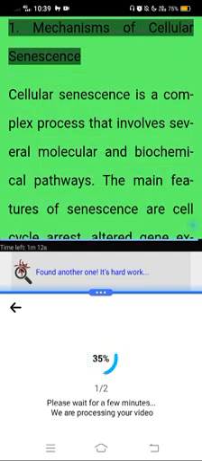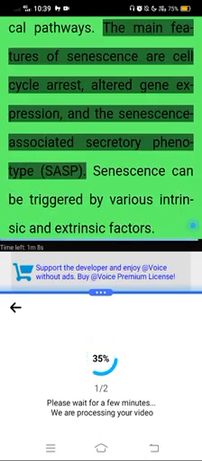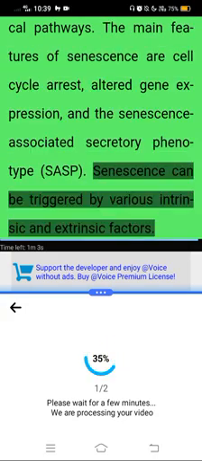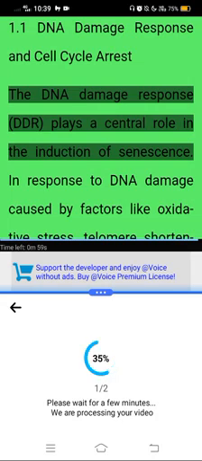1. Mechanisms of cellular senescence. Cellular senescence is a complex process that involves several molecular and biochemical pathways. The main features of senescence are cell cycle arrest, altered gene expression, and the senescence-associated secretory phenotype (SASP). Senescence can be triggered by various intrinsic and extrinsic factors. 1.1 DNA damage response in cell cycle arrest. The DNA damage response (DDR) plays a central role in the induction of senescence.